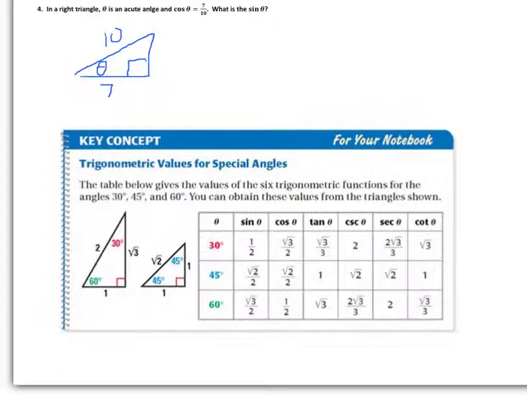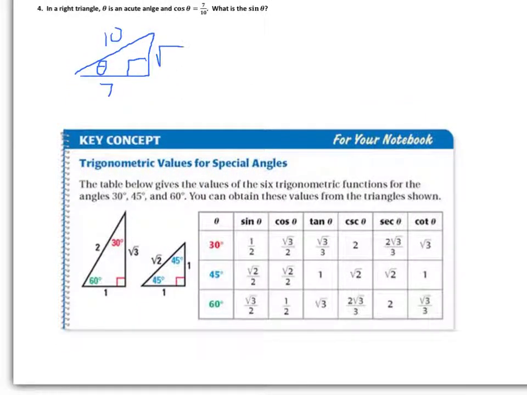You should have gotten square root of 51. So what's the sine? Well, sine is opposite over hypotenuse. So the sine of the angle is square root of 51 over 10. You can't simplify that at all, so we're done. All right.